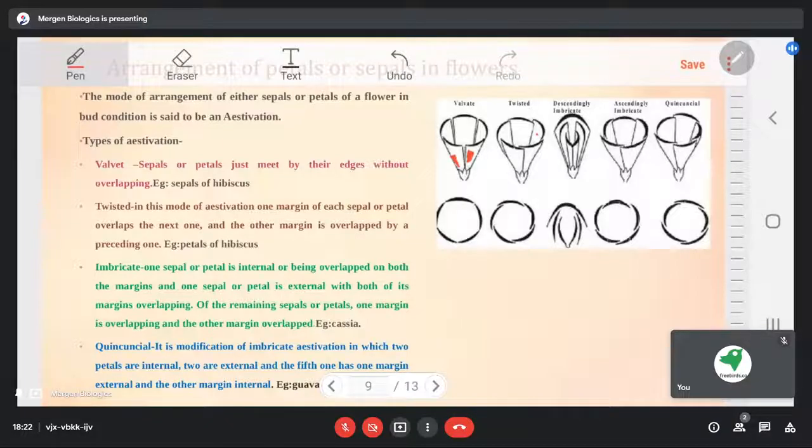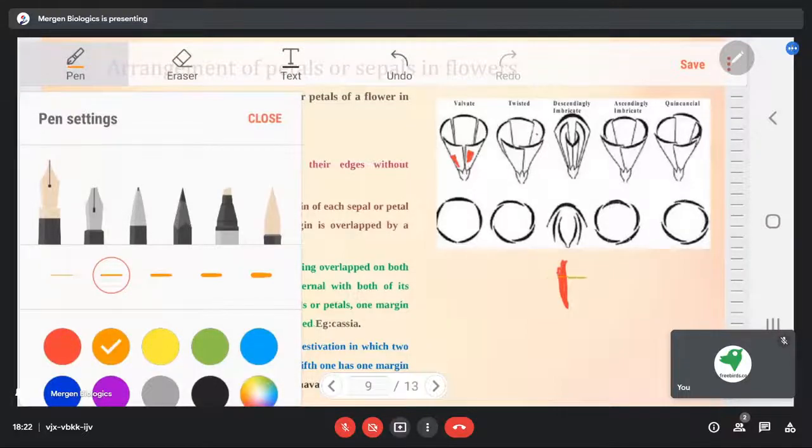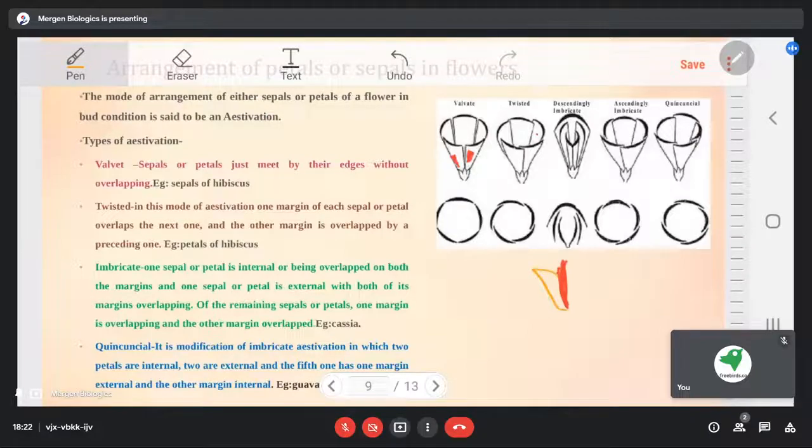Now the third one comes, imbricate. Here, one sepal or petal is internal, and the others are overlapped on both margins. I will try to draw and give you a clear view of this, because the pictures I have added here are not clear enough. So this is one sepal of a particular flower. Then this is being overlapped. I will choose another color so that you can get a clear view. So this orange one is another one which overlaps the previous.